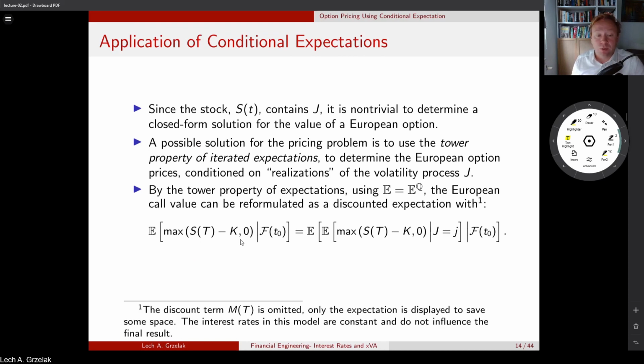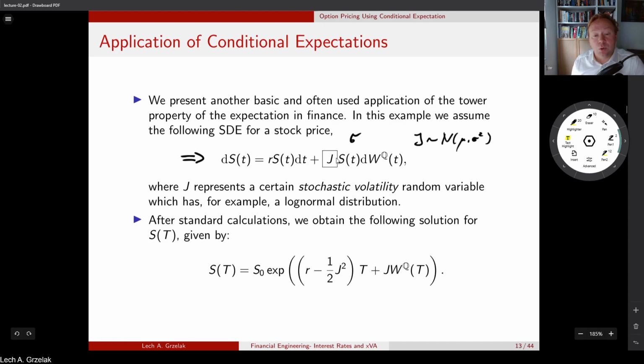Okay, so what we are going to do is apply iterative expectations, as just mentioned, for pricing of European options. So this is a European payoff. I have on purpose removed the discounting here. At the end of this lecture, the extension to discounting will be given as homework. So here we have a European call option with a maximum of S_T minus K. The plan is this: we know that J is stochastic, and for a simple case where we have a constant J, let's say sigma, then we can use the Black-Scholes model.